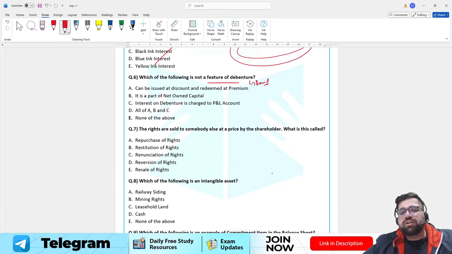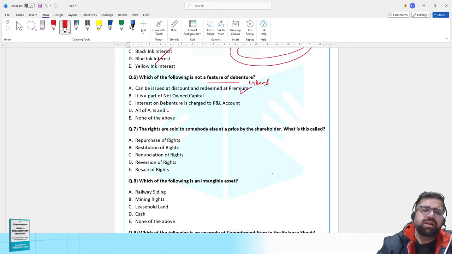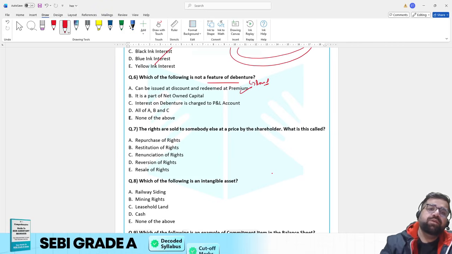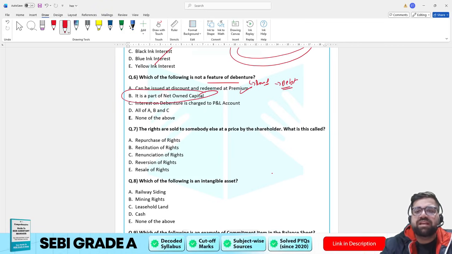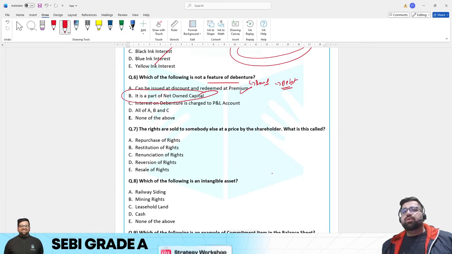Now, which of the following is not a feature of debenture? Can be issued at discount and redeemed at a premium? Yes, you can do it. It is a part of net owned capital? No. Debenture is borrowed. It's a debt capital, and debt capital is never included in your net owned capital.